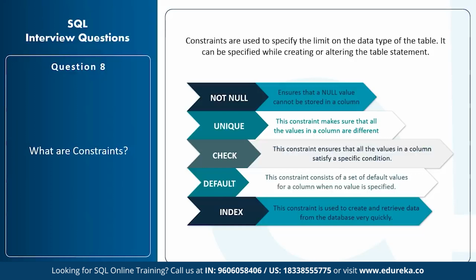Now, moving on to the last type of constraint, that is the index constraint. The index constraint is used to create and retrieve data from the databases very quickly. So I hope I'm clear with the different types of constraints that you need to answer about when you're asked this question about what are the constraints that you know.